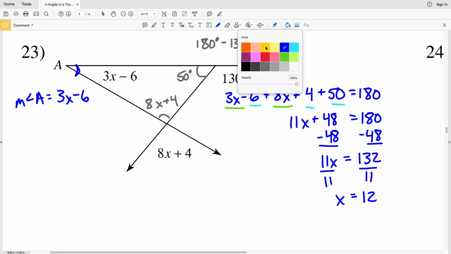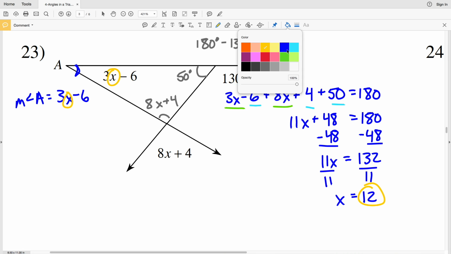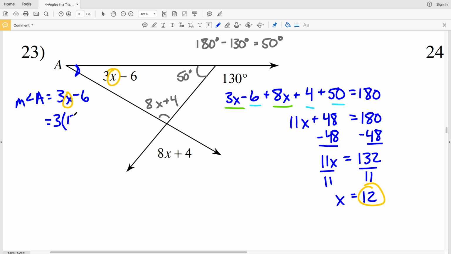Now I'm going to take that value of x, which is 12, and plug it in for my x in the measure of angle A. So that's going to be 3 times 12 minus 6. 3 times 12 is 36, and when we subtract 6, we get 30. So the measure of angle A is 30 degrees in number 23.